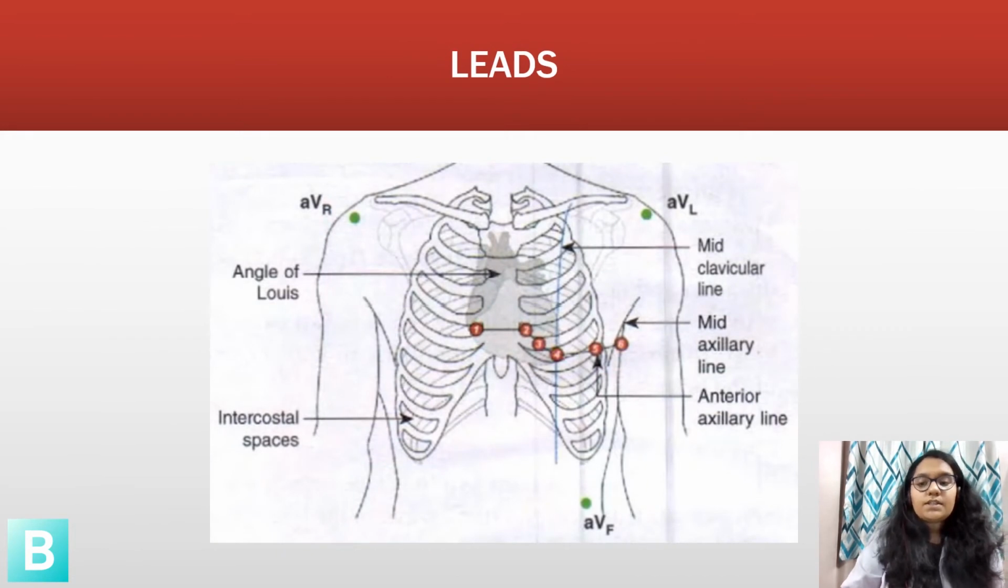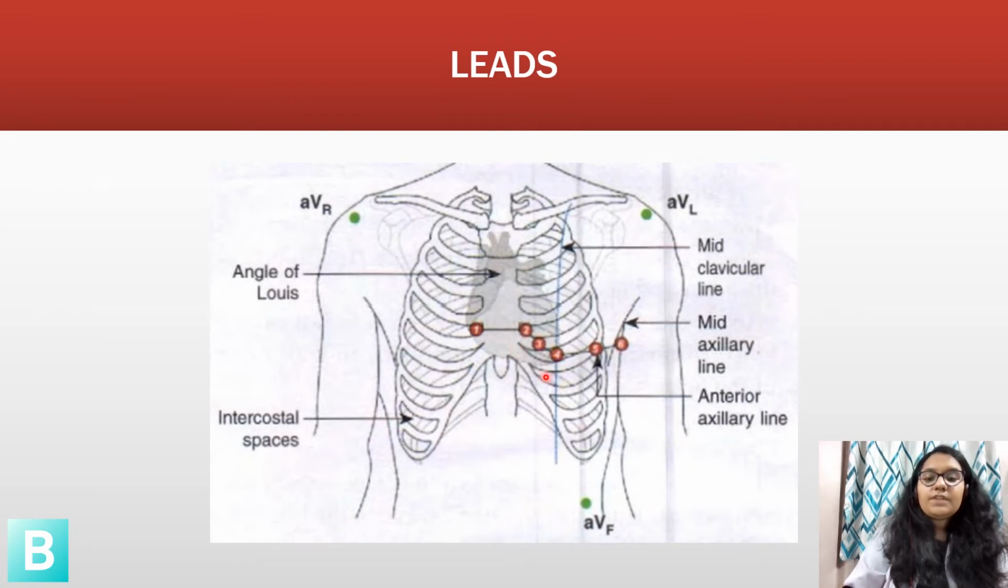ECG consists of total 12 leads, of which 6 are the chest leads, 3 are limb leads, and 3 are augmented leads. The chest leads are placed on the precordium as shown in this figure. V1 is placed in the fourth intercostal space to the right of sternum. V2 is placed in the fourth intercostal space to the left of sternum.